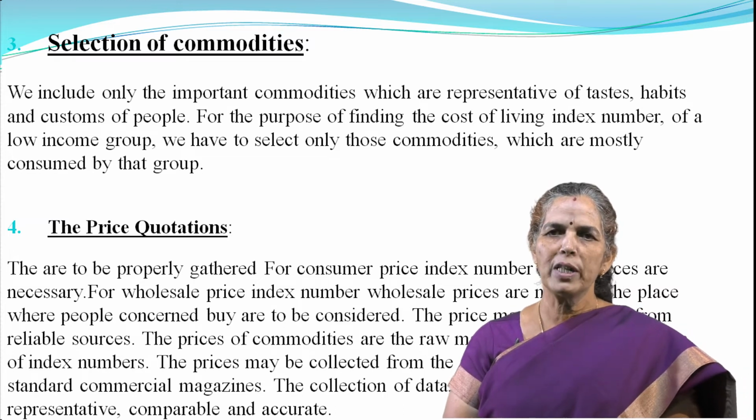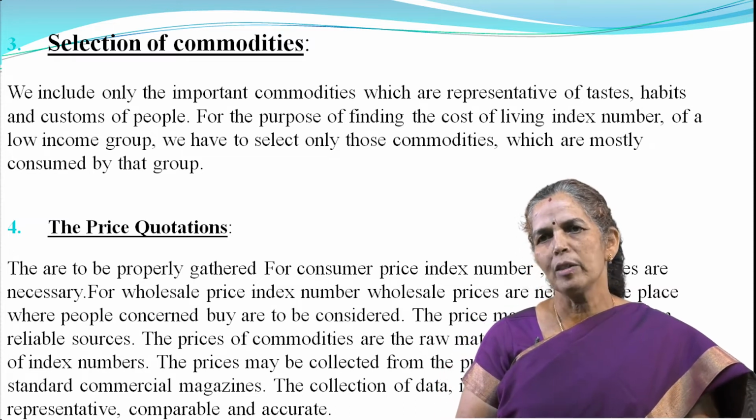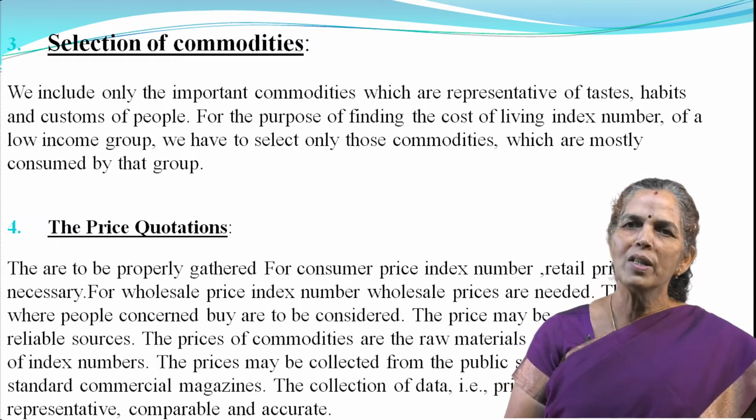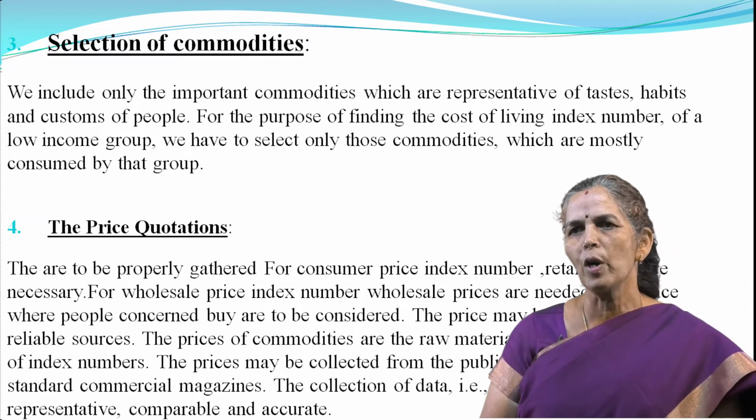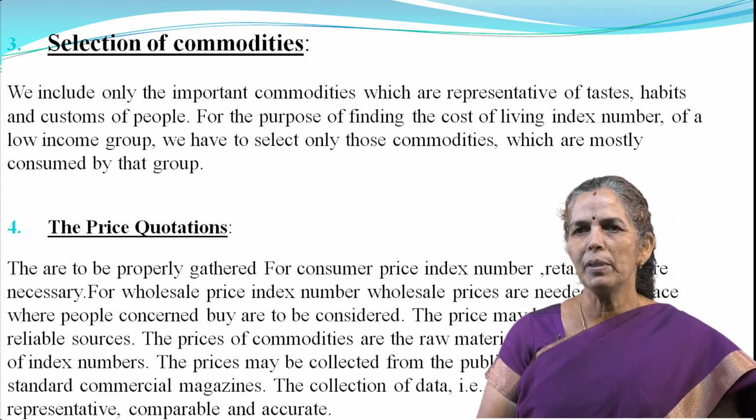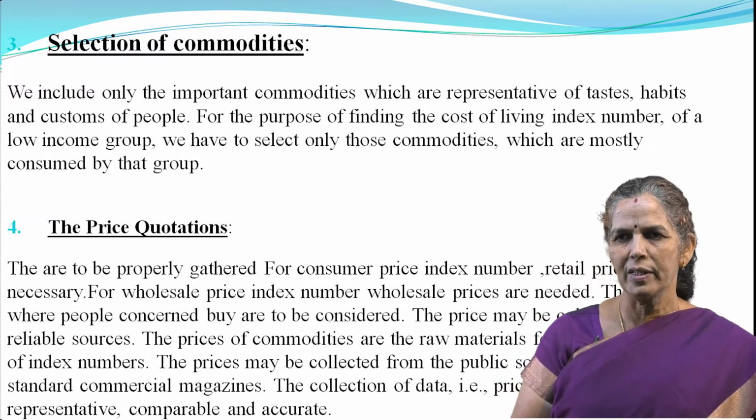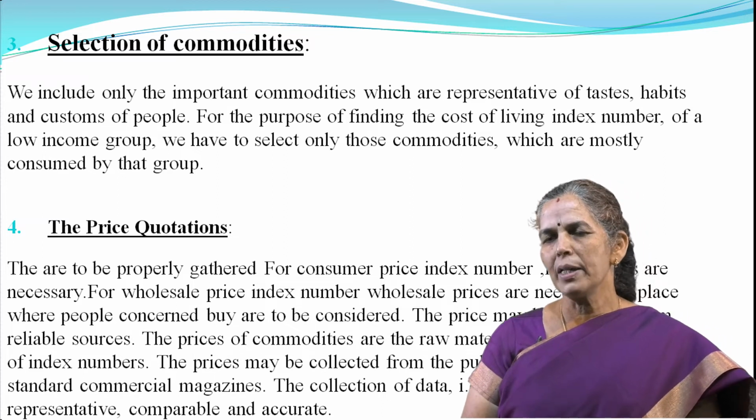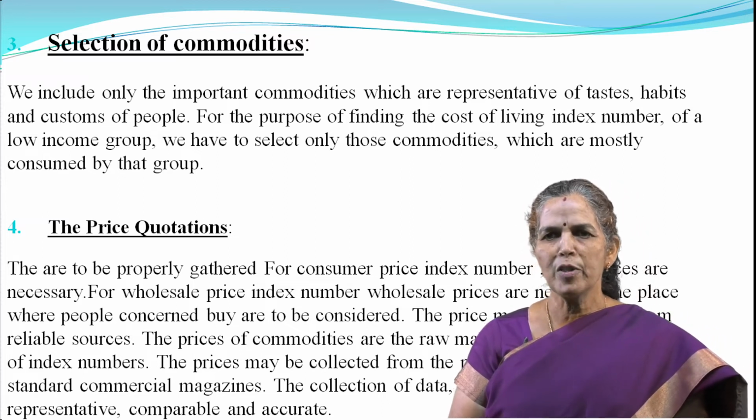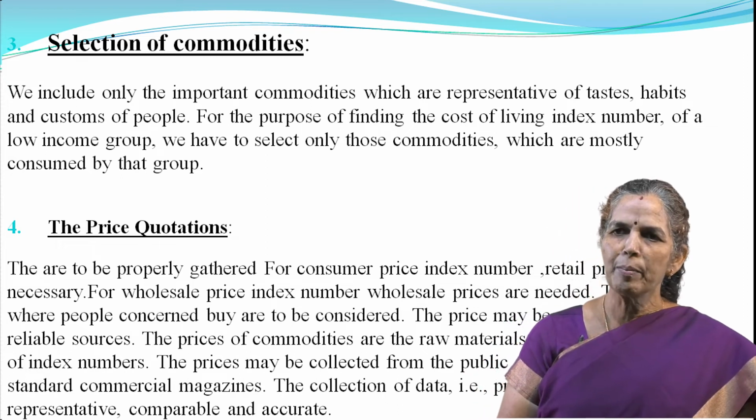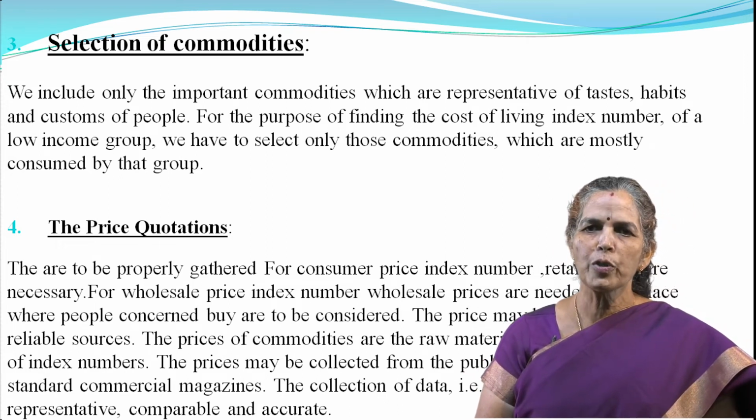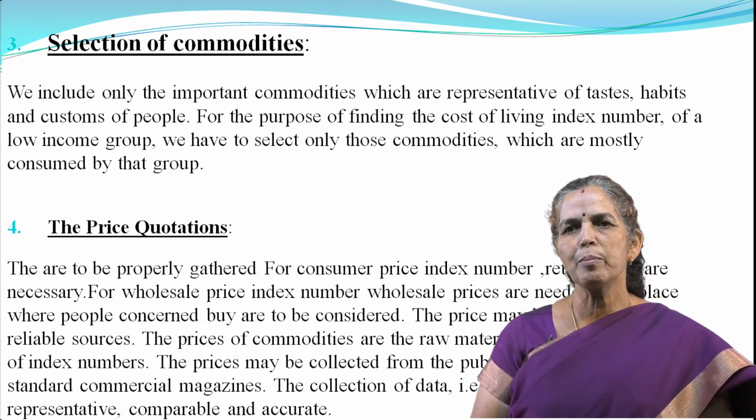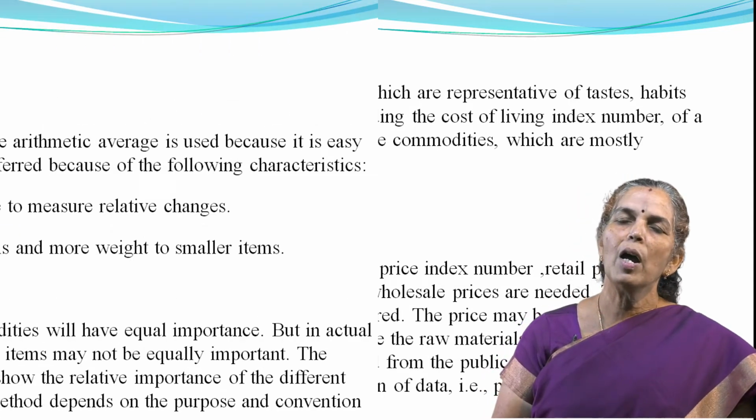Next, the price quotation. Prices are to be properly gathered. For consumer price index number, retail prices are necessary. For wholesale price index number, wholesale prices are needed. The place where the people concerned live is to be considered. The prices may be collected from reliable sources. The prices of commodities are the raw materials for the construction of index numbers. The prices may be collected from public sources or from standard commercial magazines. The collected data, that is, the prices, must be representative, comparable and accurate.